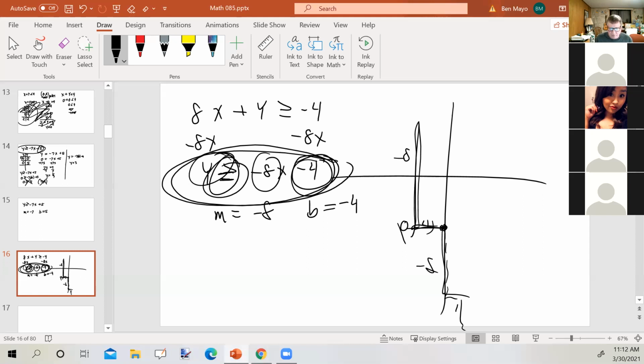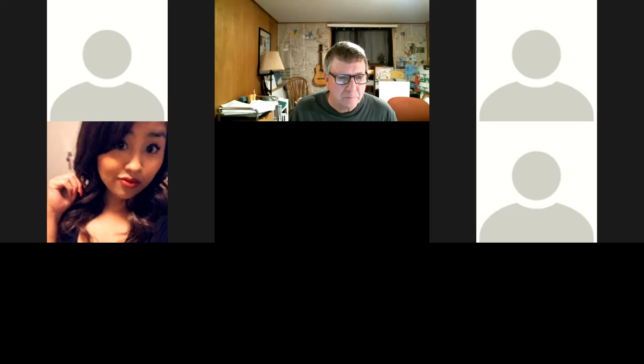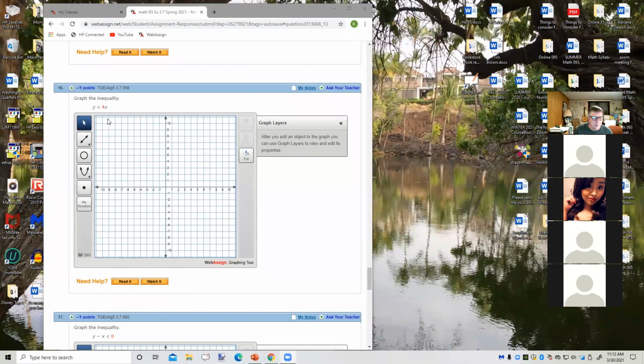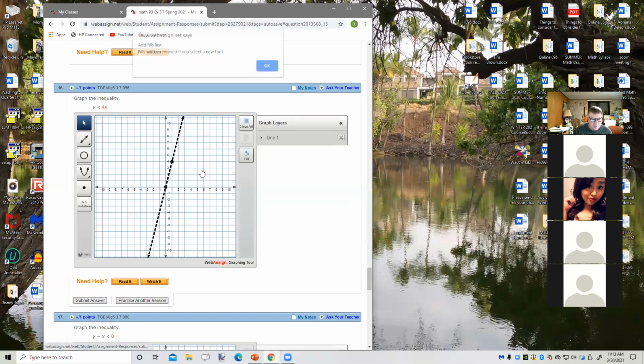But let me go back here. How about this one, for instance, y less than 4x? That's already in slope-intercept form, isn't it? The slope is 4, the y-intercept is 0. So it's going to go up 4 and over 1. Oh, but it says y is less than, so my line is dashed. And if y is less than, that would be below the line.